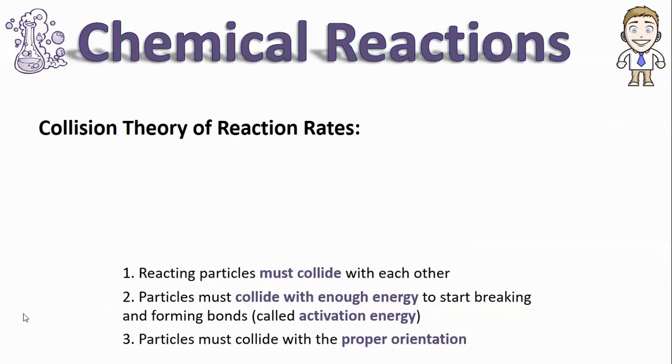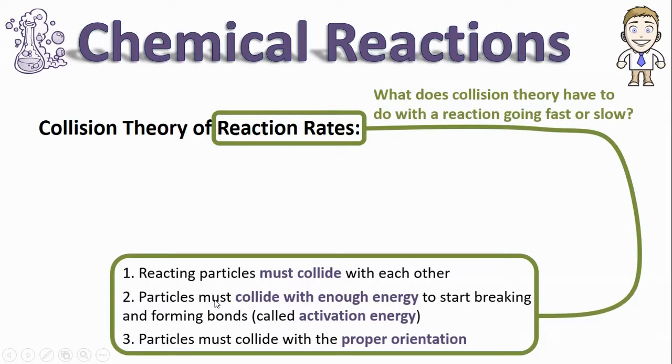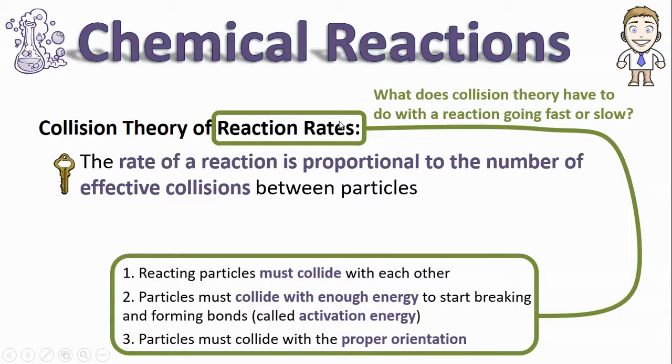So let's close this video out by putting all three of these components side by side and actually saying what these collision theory elements actually have to do with a reaction rate. A rate meaning, does it go fast or slow? The rate of reaction is proportional to the number of effective collisions between the particles. Now that sounds kind of confusing. All it means is that the more effective collisions you have, that's going to result in a faster reaction.